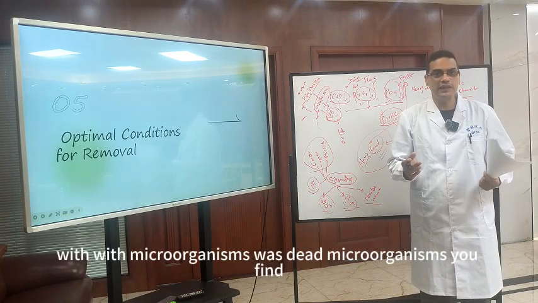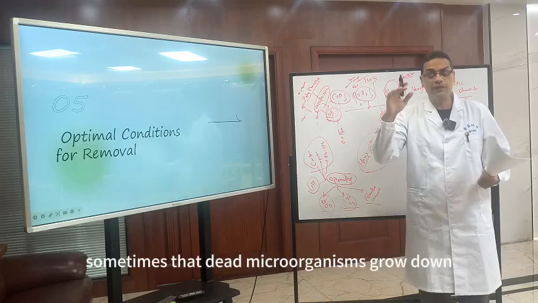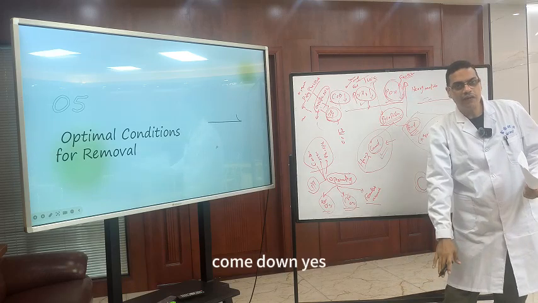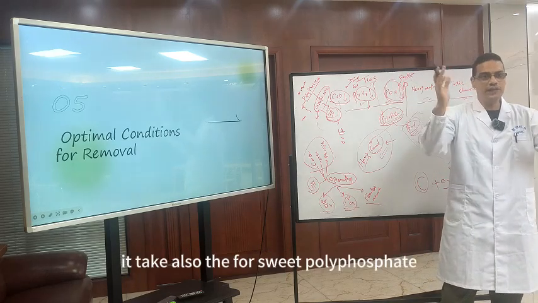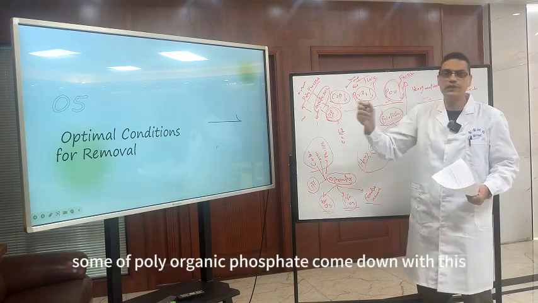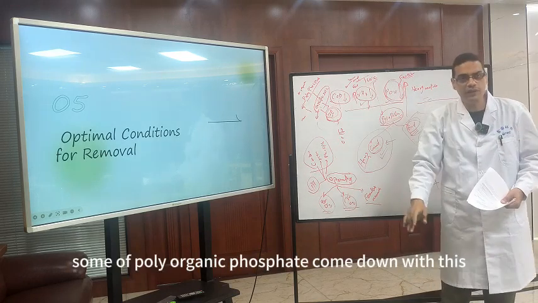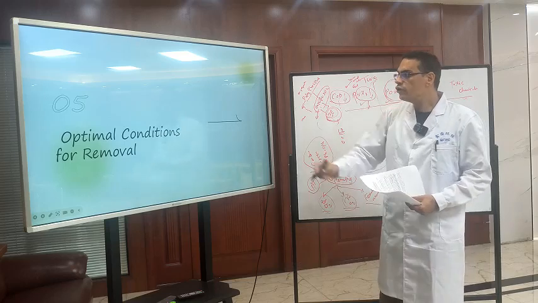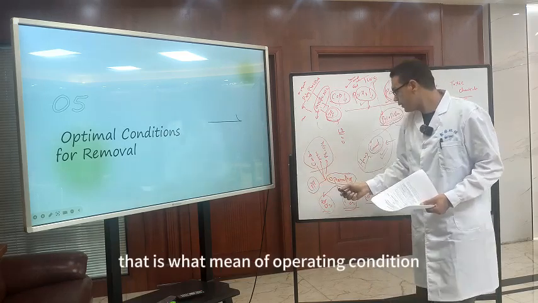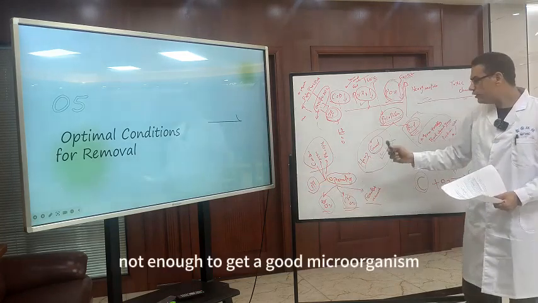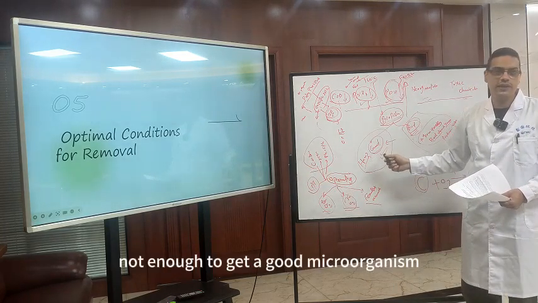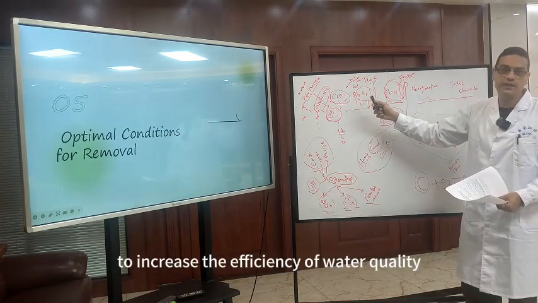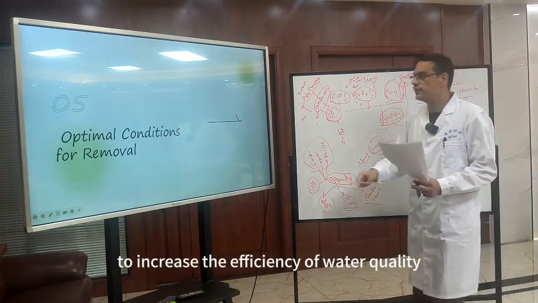With dead microorganisms, you find sometimes the dead microorganisms come down, and they also take the phosphate, polyphosphate, organic phosphate. Some of the organic phosphate comes down with these dead microorganisms. So the optimal condition for removal is what we mean by operating condition. It is not enough to get a good microorganism, we need to adjust the optimal parameters to increase the efficiency of water quality.